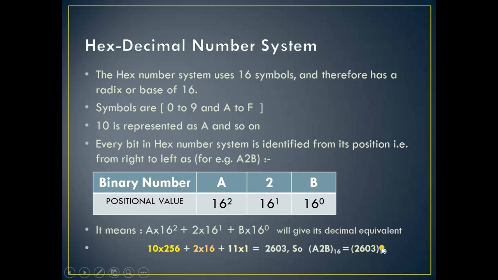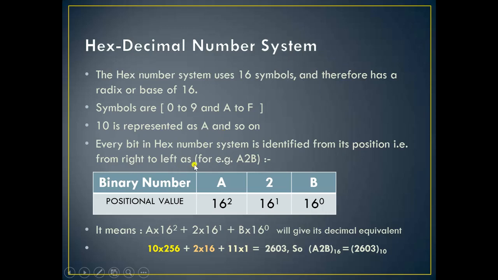Now the hexadecimal number. In the hexadecimal number system, the base is 16, and the symbols are 0 to 9, and for 10 to 15 we need to write A to F. 10 is represented by A, 11 by B, and the same till 15, which gives the hexadecimal value F.